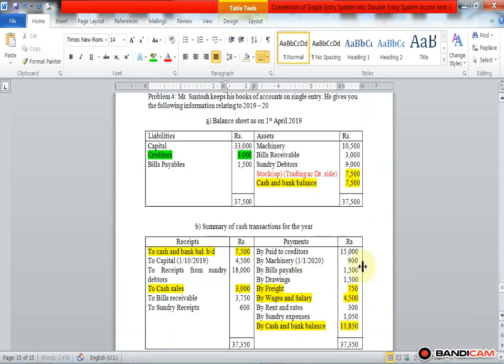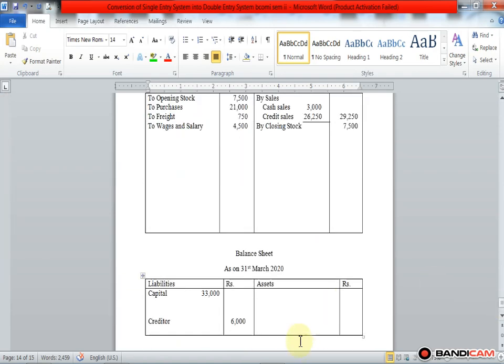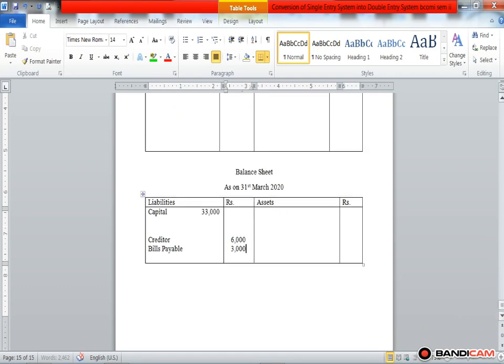Then bills payable. This balance is the opening balance. We need to find out the closing balance, and the closing balance of bills payable is also given to you in your adjustment. So bills payable is rupees 3,000. Transfer this 3,000 on the liability side. Bills payable amounted to rupees 3,000. Got it? Yes sir, 3,000.